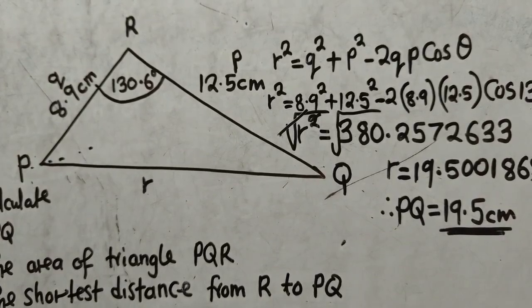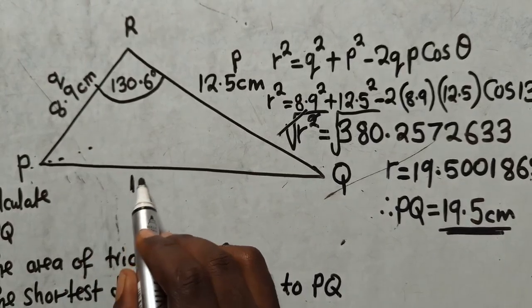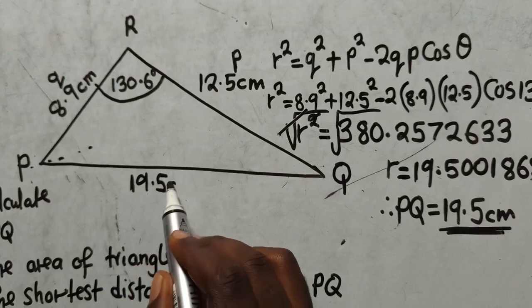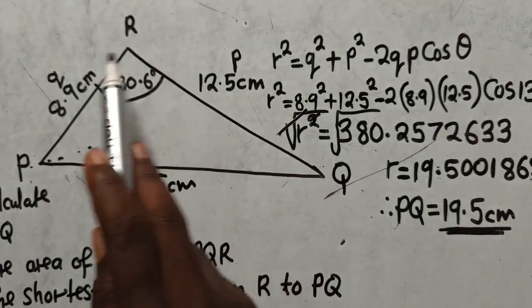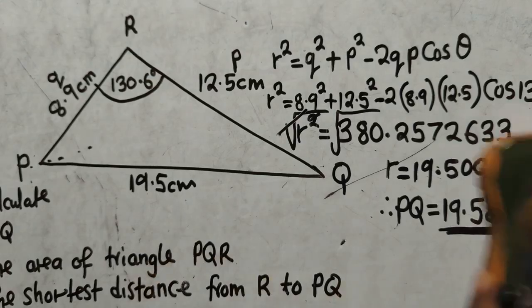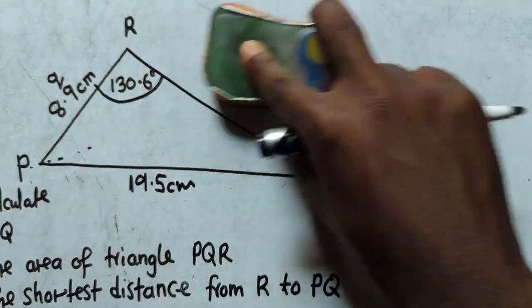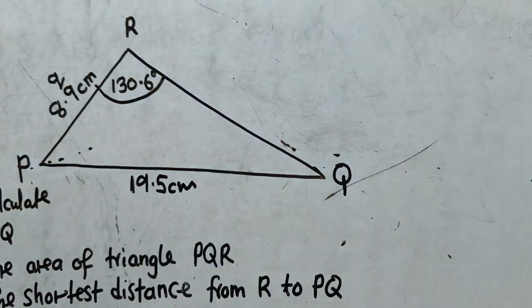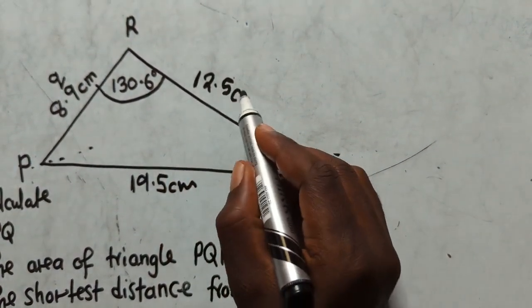So for the first one, this is what you're supposed to do. We now move on to the next question. So this side is 19.5 centimeters. We are to find the area of this triangle PQR. How then do we calculate the area of a triangle? Here we are having 12.5.